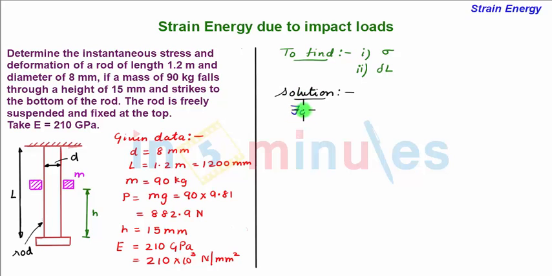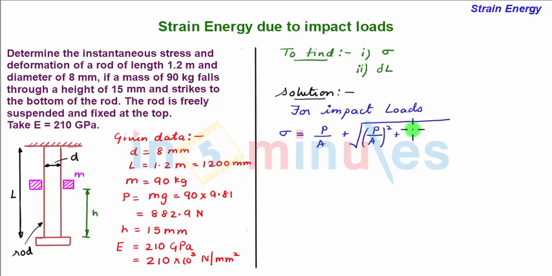Now we know for impact loads the stress sigma is given as sigma is equal to P by A plus square root of (P by A) the whole square plus 2PHE by AL. Now in this we do not know the value of A. So first let's calculate the value of A.